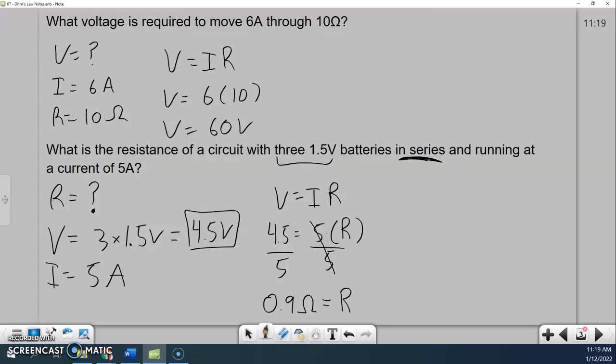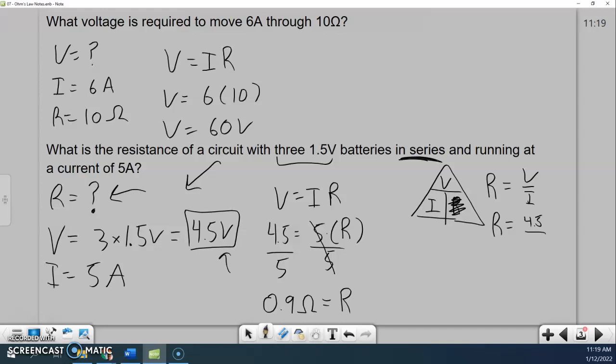Now, if I want to do it the magic triangle way, I would still do this step. I would still set it up. But then I would draw my triangle. It's always the same triangle. V, I, R. What I'm trying to find is resistance, because that's the one with the question mark. So resistance is V divided by I. V is 4.5, because I found that over there. And I is 5 amps. So I just divide these two. I just plug it into the calculator. A fraction is the same as a divide. 4.5 divided by 5. And I get the same answer. 0.9 ohms.